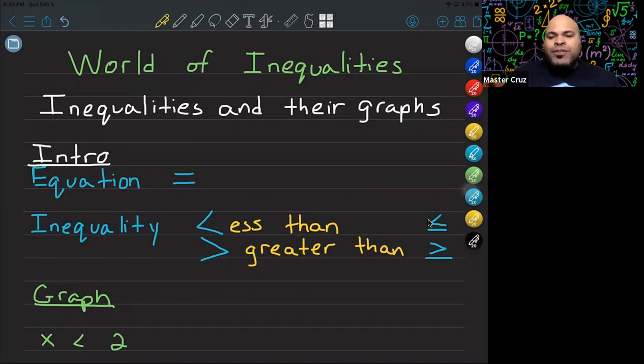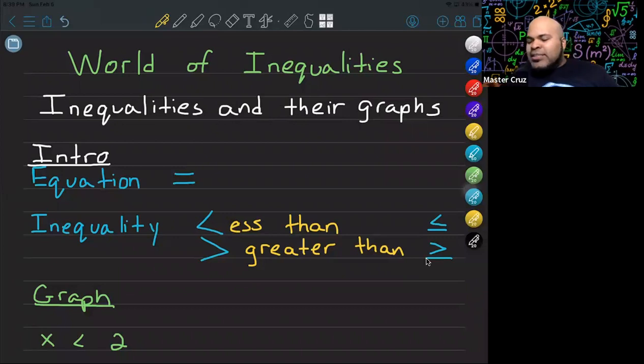Now, there's two more symbols, and it's the same symbols, but you add a line underneath, and that line is the half of the line of the equal sign. So the way that you read this symbol on the right is less than or equal to, and the way that you read this one, it's greater than or equal to.